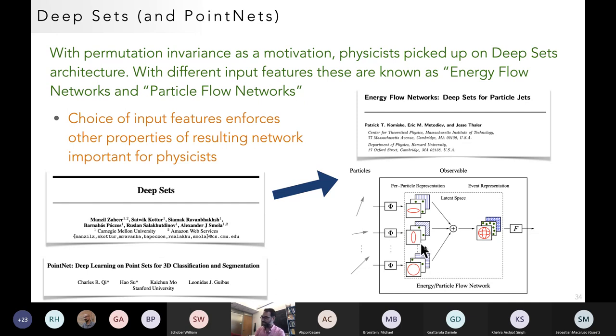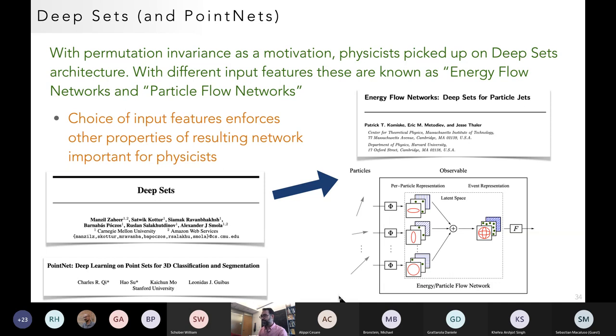Here's an approach that uses deep sets. They will also do things where, for instance, they restrict the features that are attached to each node, so that they can try to ensure some other theoretical properties that physicists care about, so that the resulting function has some nice property.